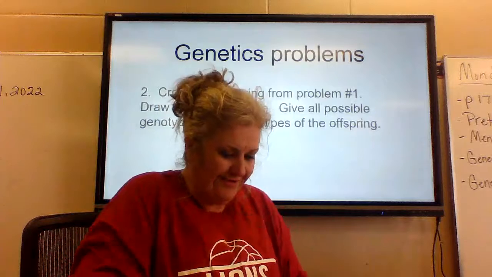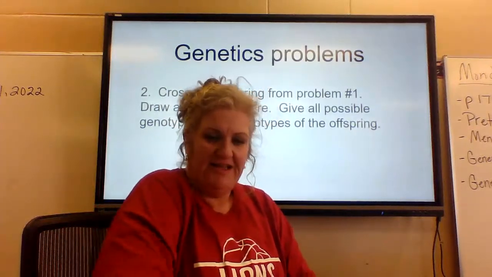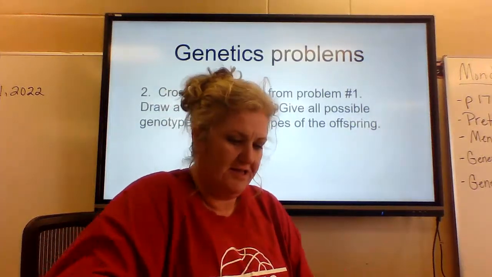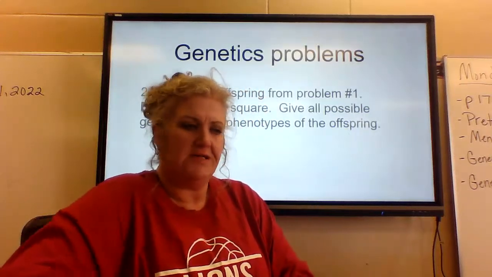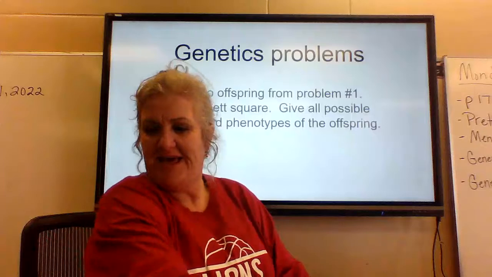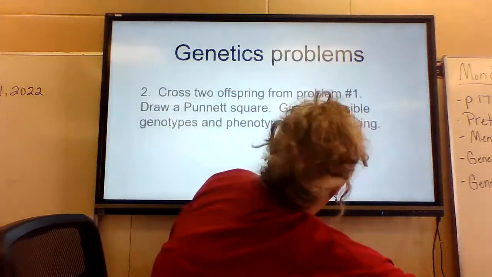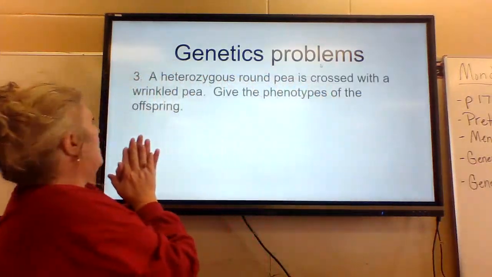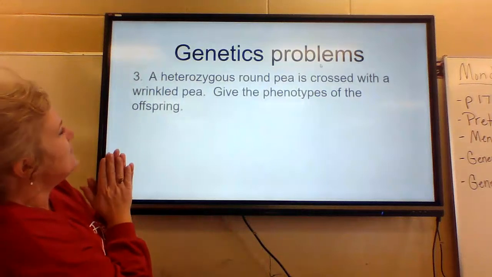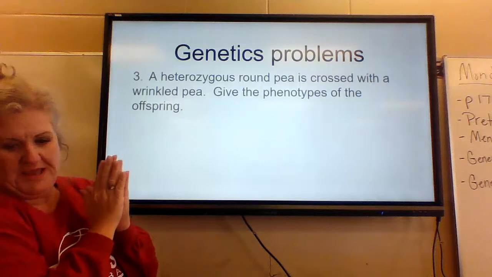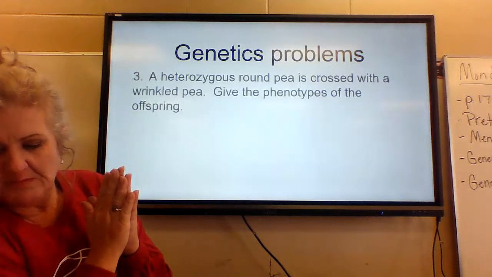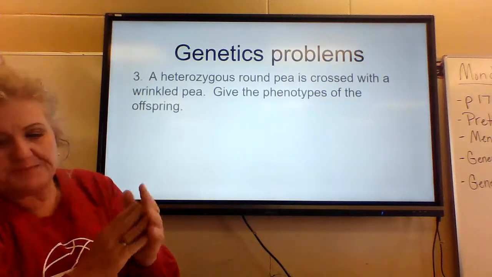Clean up my area here. Probably get a new trait for the next one. We'll see what it says. Okay, and another computer. Okay. All right, read the problem. Oh, this is a short one. A heterozygous round pea is crossed with a wrinkled pea. Give the phenotypes of the offspring.